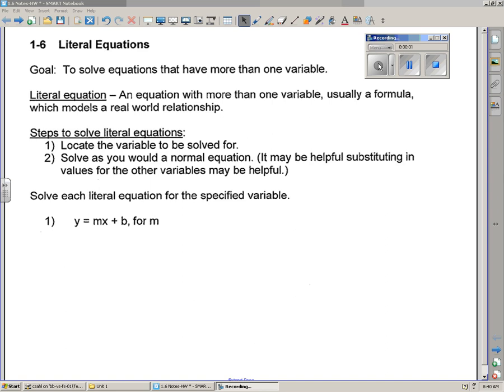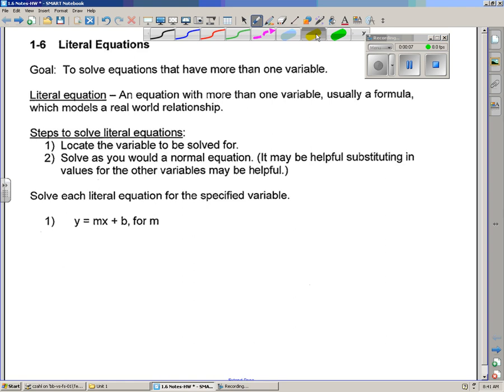So we're going to solve literal equations today. A literal equation is just an equation that has one or more variables in it. It's usually a formula, not always, but it can model a real-world relationship. When you solve literal equations, you just solve the equation like you would any other equation, but make sure that you locate the variable that has to be solved for, and then just do what you would normally do.